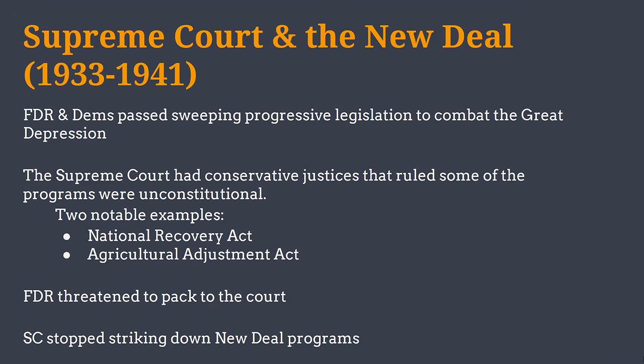FDR was very unhappy with this, and after another huge electoral victory in 1936, he sent through legislation in Congress asking for the power to pack the Supreme Court with more justices. The Supreme Court stopped striking down the New Deal programs, and FDR backed down from packing the court.